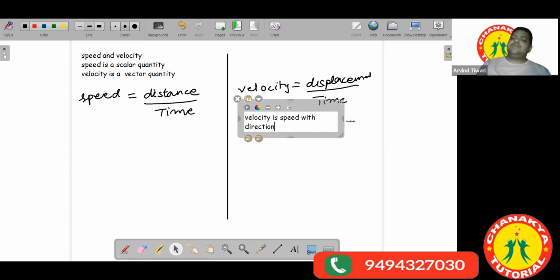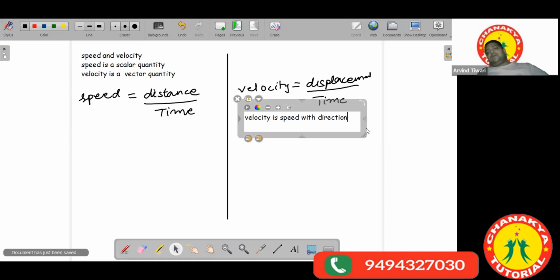Since velocity is a vector quantity, you have to provide the direction in which the velocity is, or the direction in which the object is moving. That we will call the velocity. Got it? What is velocity?